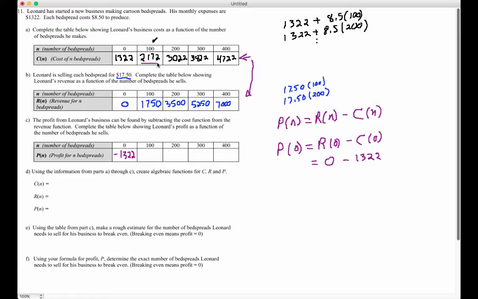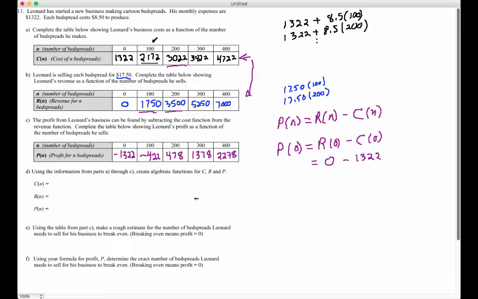So we're going to take this cost right here, the 2,172, and subtract that from the 1,750. And when you do that arithmetic, you get minus 422. Same thing here. You're going to take that 3,022 and subtract that from the 3,500. Now we're actually starting to make some money. So now Leonard made $478. And then the 3,872, subtract that from the 5,250, and he makes 1,378. And if he makes 400 bed sheets, he's going to make $2,278.